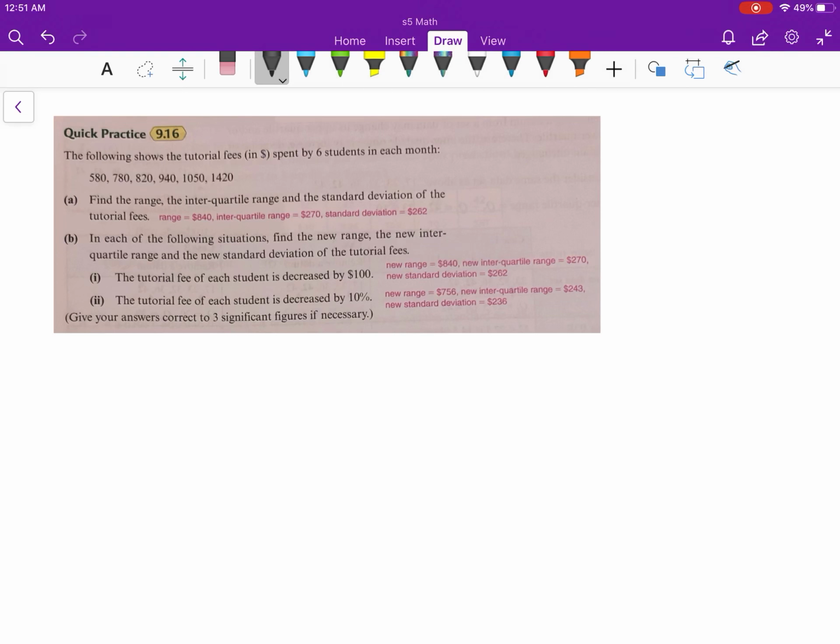So now we go to quick practice 9.16. Okay, in these questions, now we try to look at part A first. Okay, in part A, okay, range. Okay, we use the biggest one minus the smallest one. So it equals 1420 minus 580. And then you will get 840.